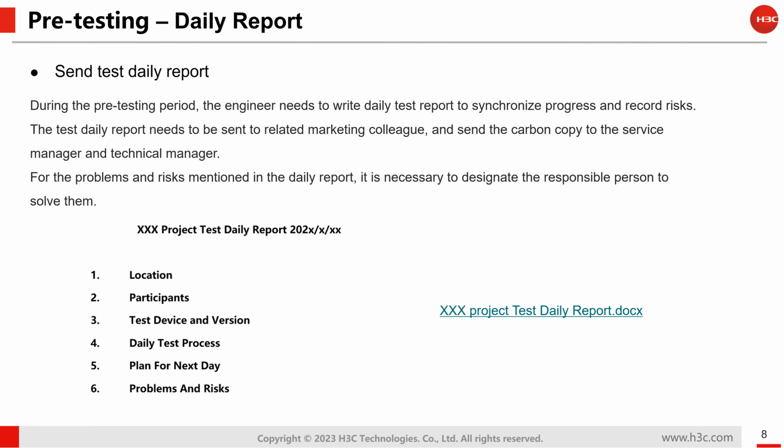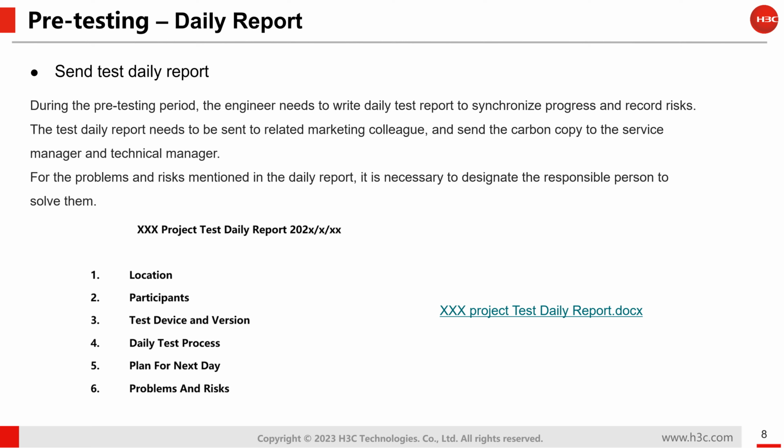Let's take a look at the detailed content of the testing daily report. You need to record the testing location, participants, device model under test and version. In the fourth step, you need to record the test cases finished today, then you need to write your plan for the next day. Finally, you need to record the problems and risks encountered, and it is necessary to designate the responsible person to solve them.